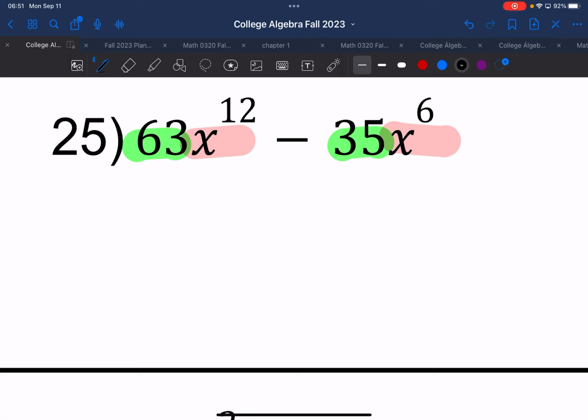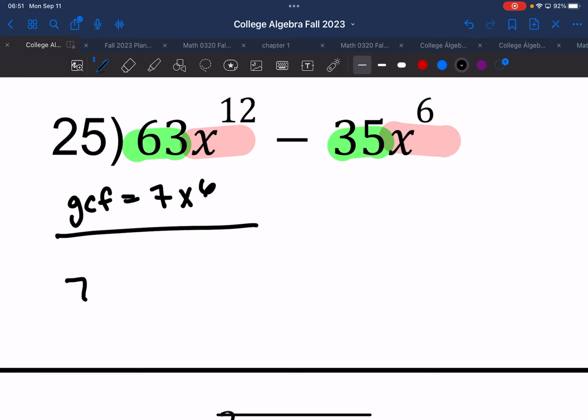Okay, from the numbers, what's the largest number that you found divides into both? 7. So GCF is equal to 7. How many x's? 6. To the 6. X to the 6. Okay, so we're going to take 7x to the 6 and divide it into our problem.